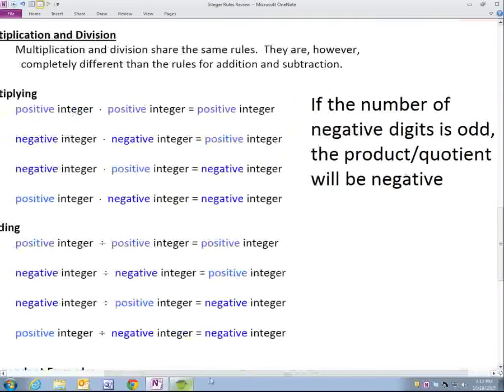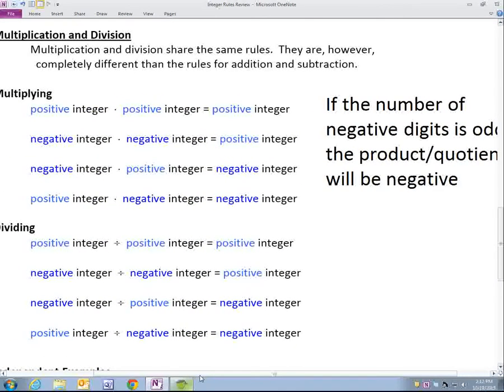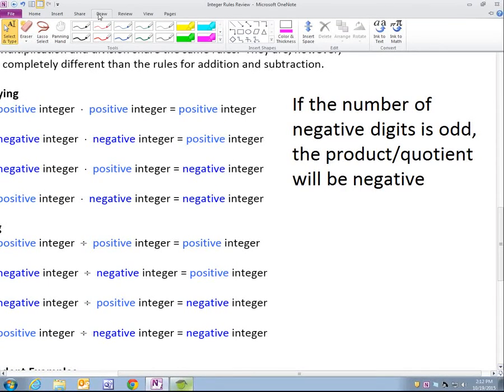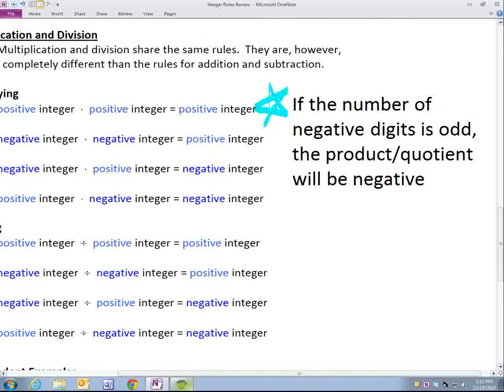I want you to add this in here, and put a star there. If the number of negative digits is odd, the product or quotient will be negative. A product is the answer to a multiplication problem. A quotient is the answer to a division problem.